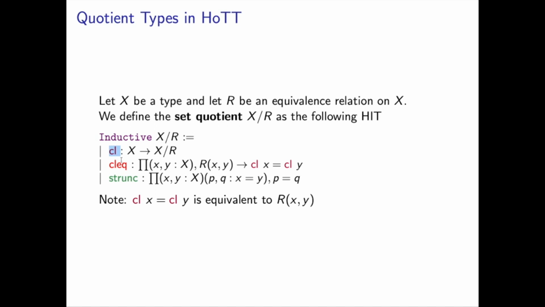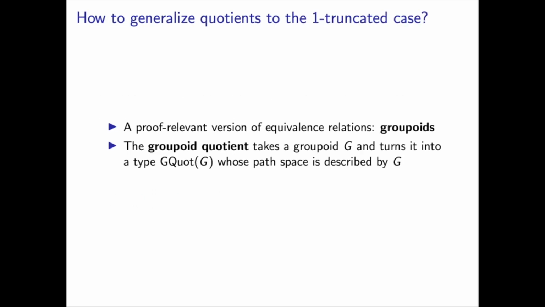Second, we have a constructor CLEC. This constructor identifies equivalence classes according to R. Lastly, we have a constructor strunc, and this constructor says that the type is a set. The important property of the quotient type is that paths from CL x to CL y is the same as proofs of R x y.